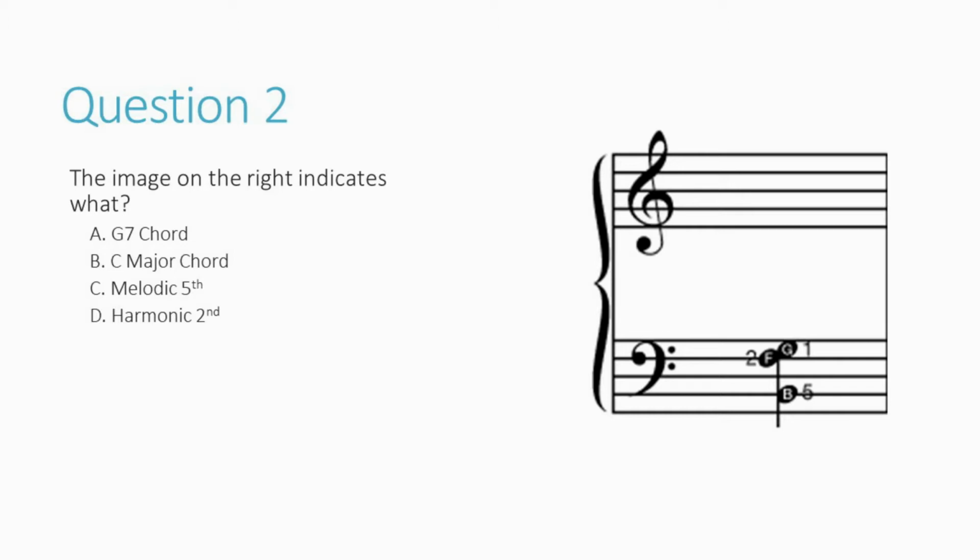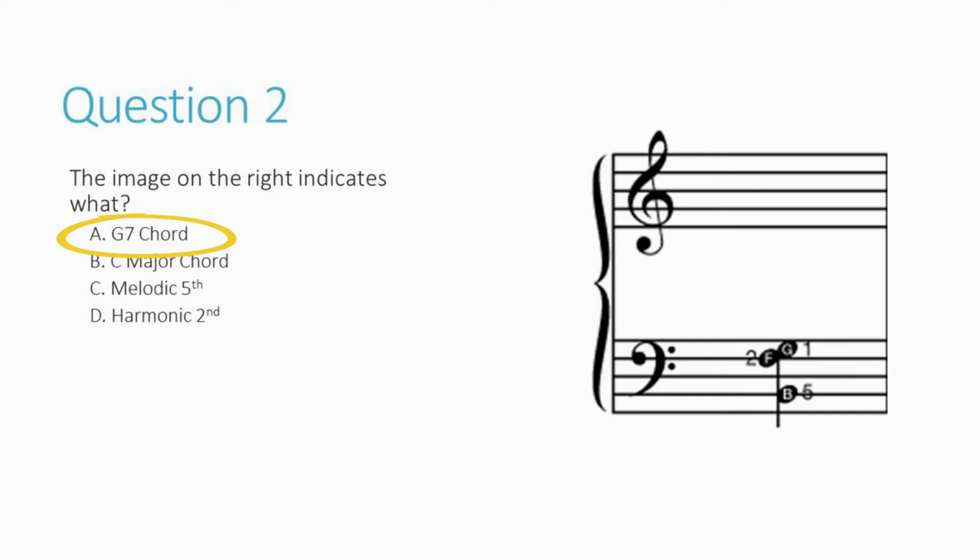Question 2. The image on the right indicates what? A. G7th chord, B. C major chord, C. Melodic fifth, or D. Harmonic second. The correct answer is A. G7 chord.